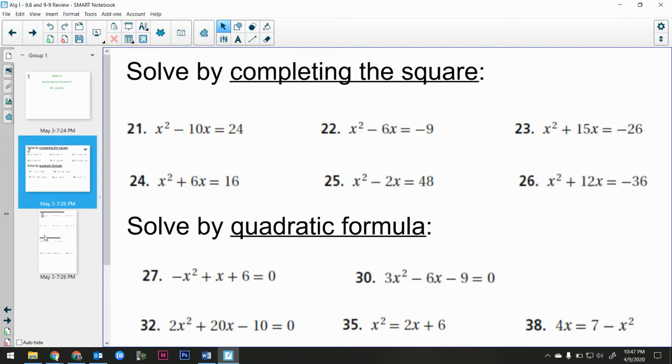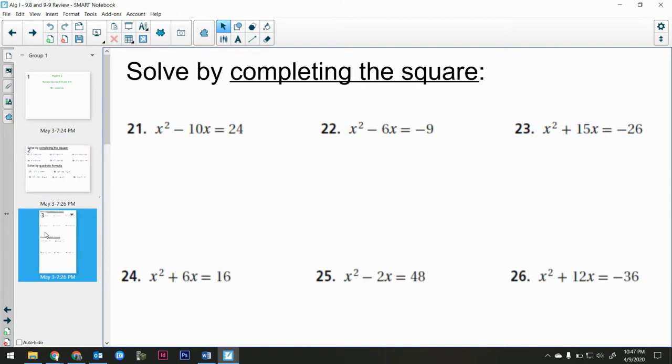All right. So here we go. Now, remember the rules for completing the square. The first rule is that all the variables must be on the left side and the constants must be on the right side. And then at that point, you can identify what the b value is and take half of b, then square it and add it to both sides.